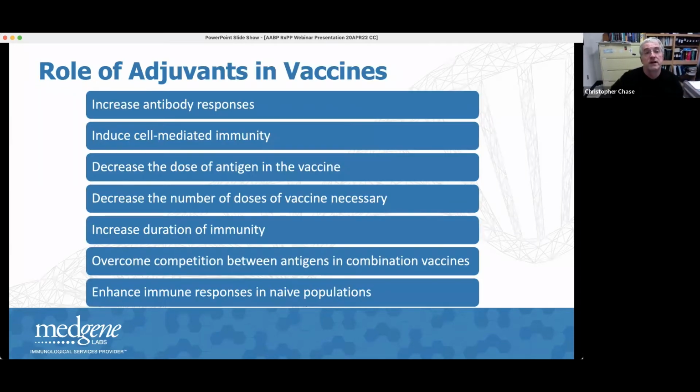So we know that adjuvants will help increase the antibody response. They'll help induce cell-mediated immunity. They decrease the dose of antigen that we may need in the total amount of vaccine, decrease the number of doses that we have to give to get a good immune response, increase the duration of immunity, and overcome competition between antigens in combination vaccines, again because we've got an enhancement in that responsiveness. And again, in naive populations, hopefully they give us a strong immune response as well.